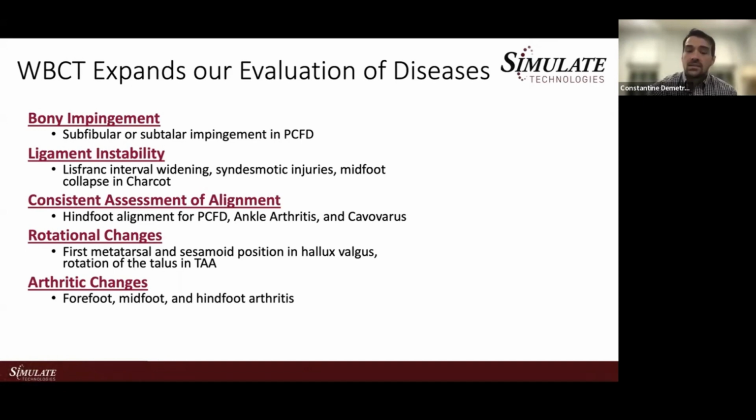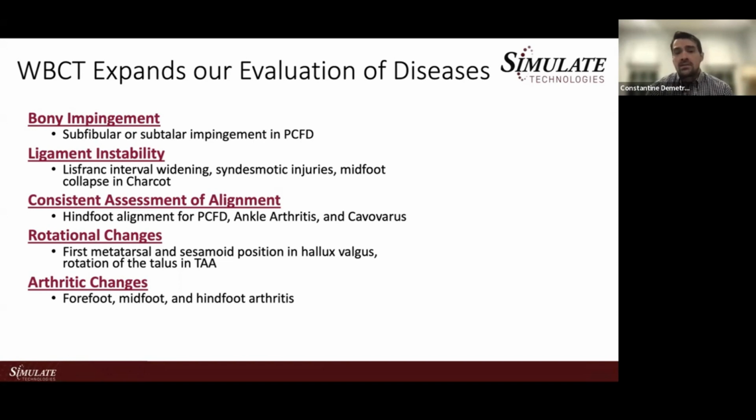Again, we can look at ligament stability. I just mentioned Lisfranc widening. You can compare it to the contralateral side. Syndesmotic injuries, midfoot collapse. You can look at the subtalar stability in a patient with a flat foot deformity. Is there instability at the subtalar joint that needs to be stabilized with an arthrodesis?